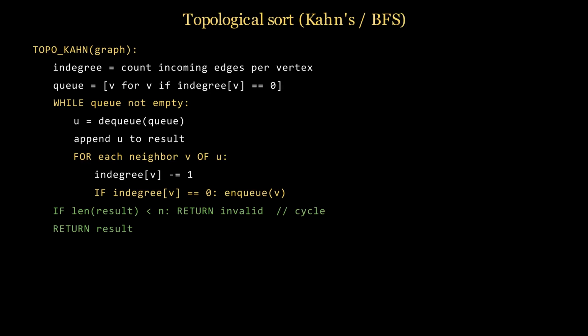Topological sort using Kahn's algorithm, BFS with indegree. Compute indegree for each vertex, start with a queue of vertices with indegree 0. Repeatedly dequeue a vertex, add it to the result, and decrement the indegree of its neighbors, enqueue any neighbor whose indegree becomes 0. If the result has fewer than n vertices, the graph has a cycle and we return invalid.